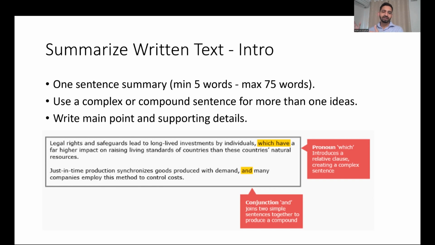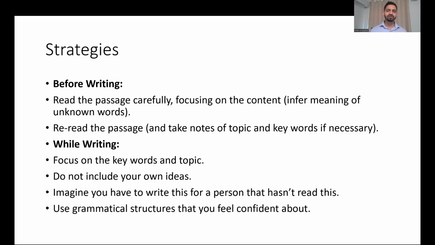Many companies employ this method to control costs. That is another sentence, and you've got a sentence, just-in-time production synchronizes goods produced with demand. And you're using a conjunction to connect these two. This is called a compound sentence. All right. Now let's talk about strategies.